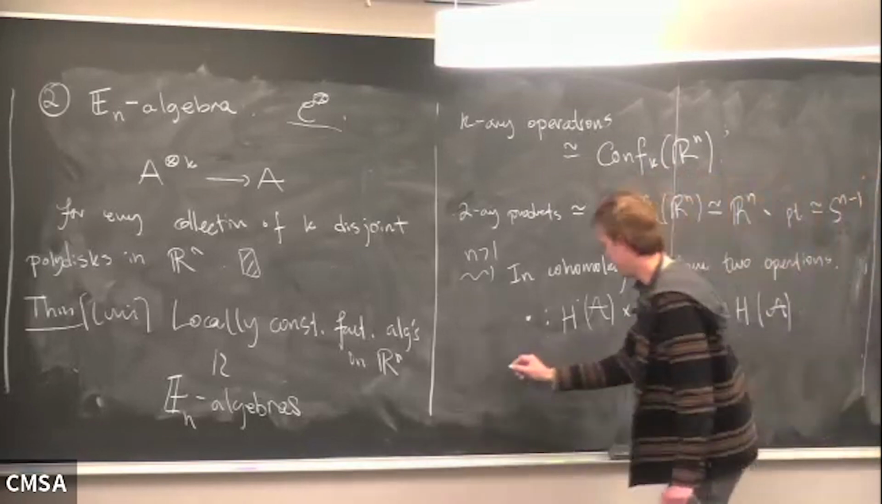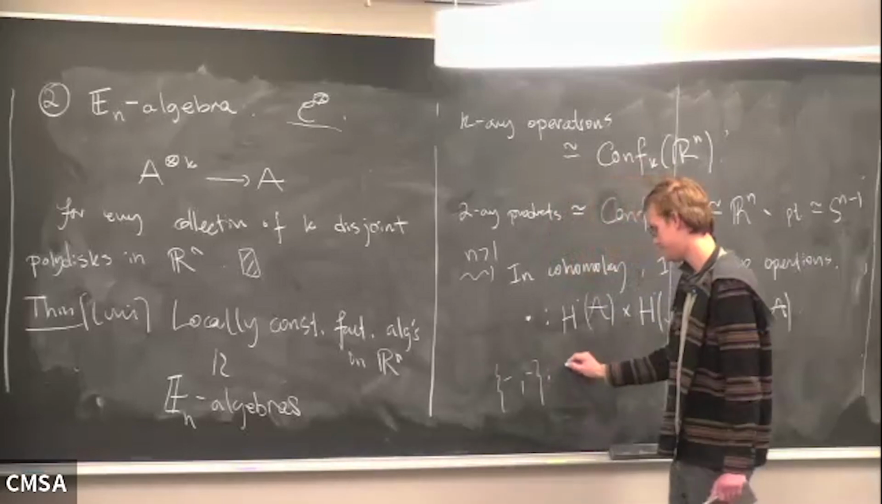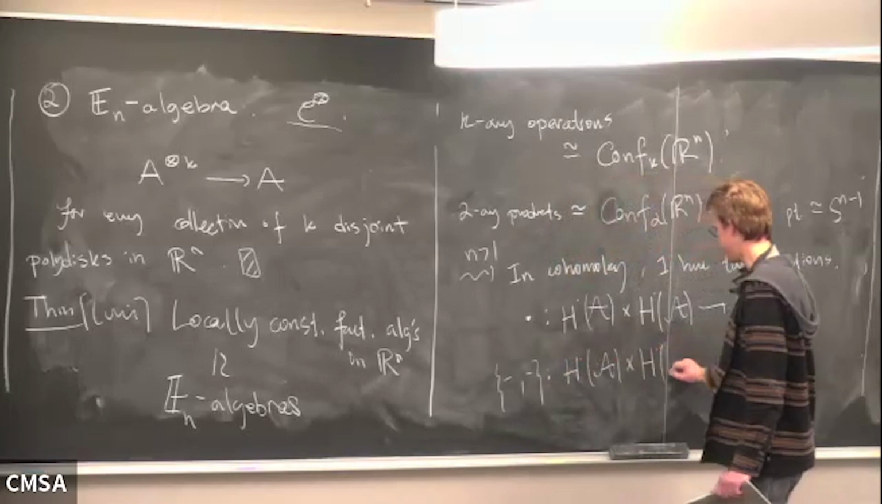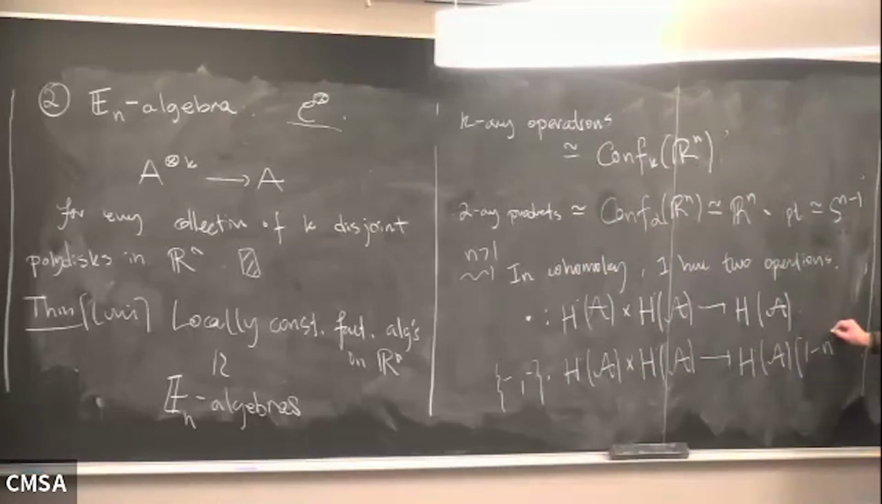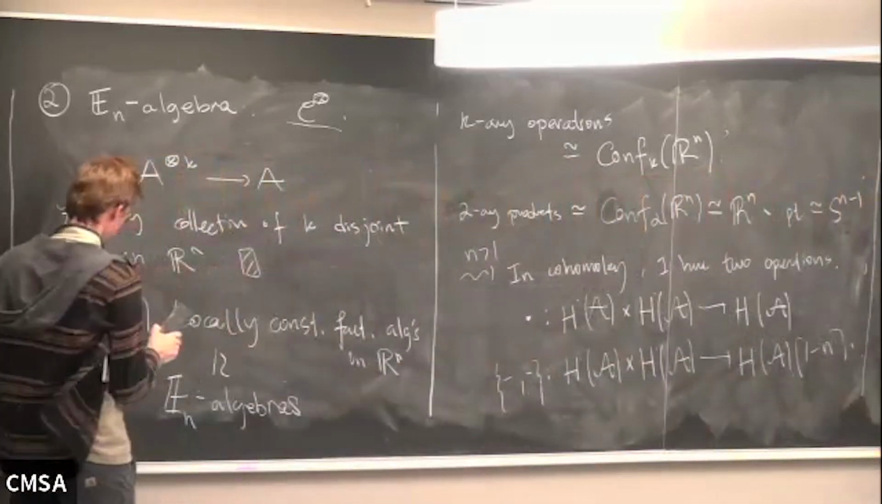Okay. And what that defines for me is something that you should think about as being a bracket. It's a bracket that carries some cohomological degree, and that degree is the dimension of the sphere. So one less than the dimension n of the E_n algebra.